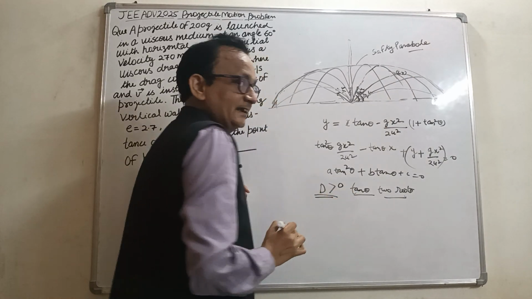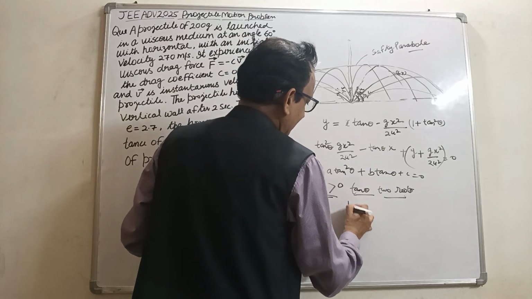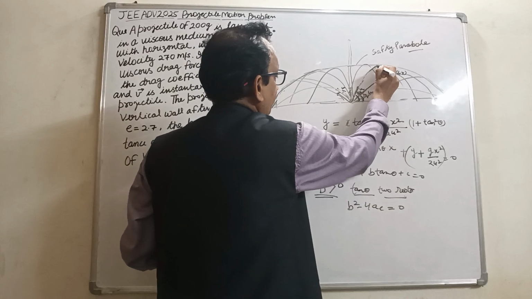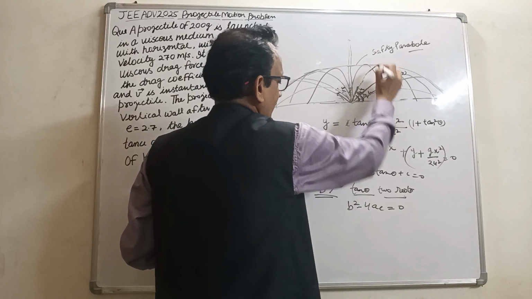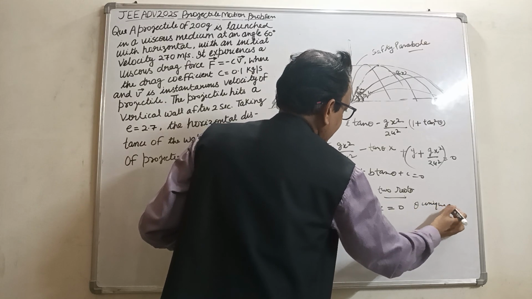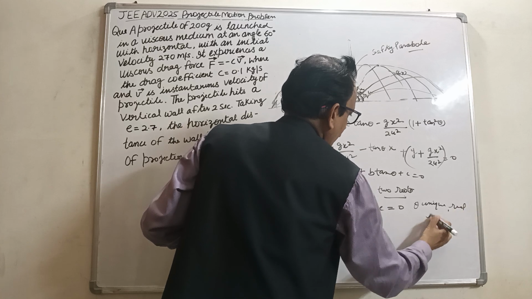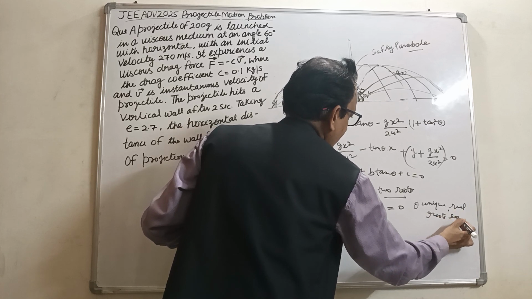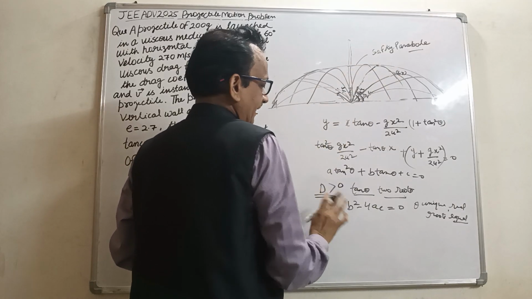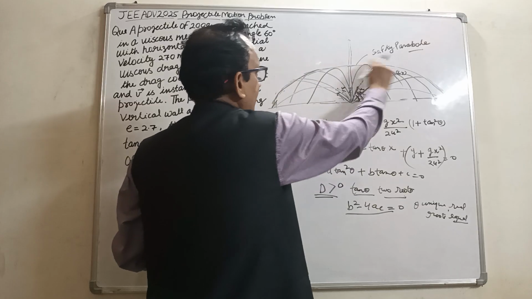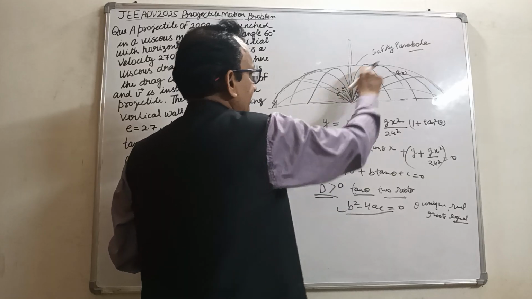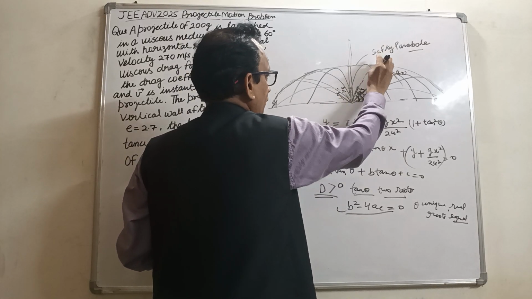If the discriminant, that is b square minus 4ac, is equal to 0, then theta would be a unique value, and the real roots will be equal. So theta would be fixed here, any one angle. So this is the equation of the safety parabola. So we write here b square minus 4ac for a single value of theta.